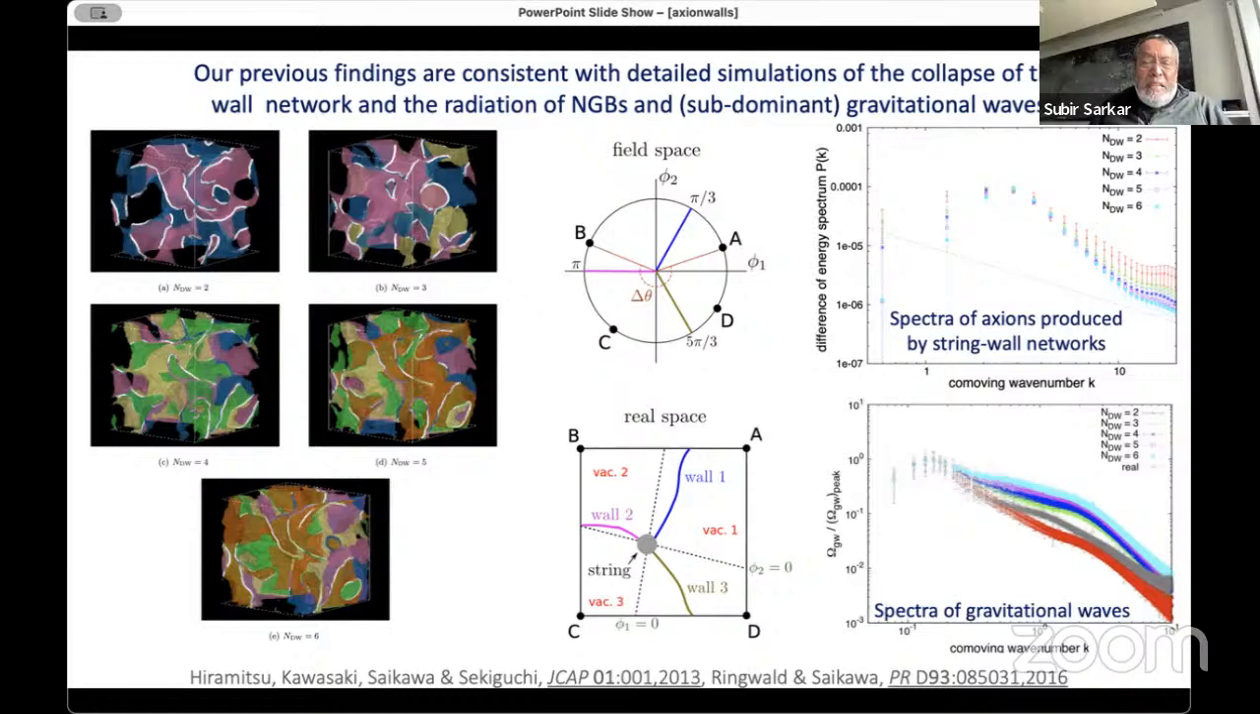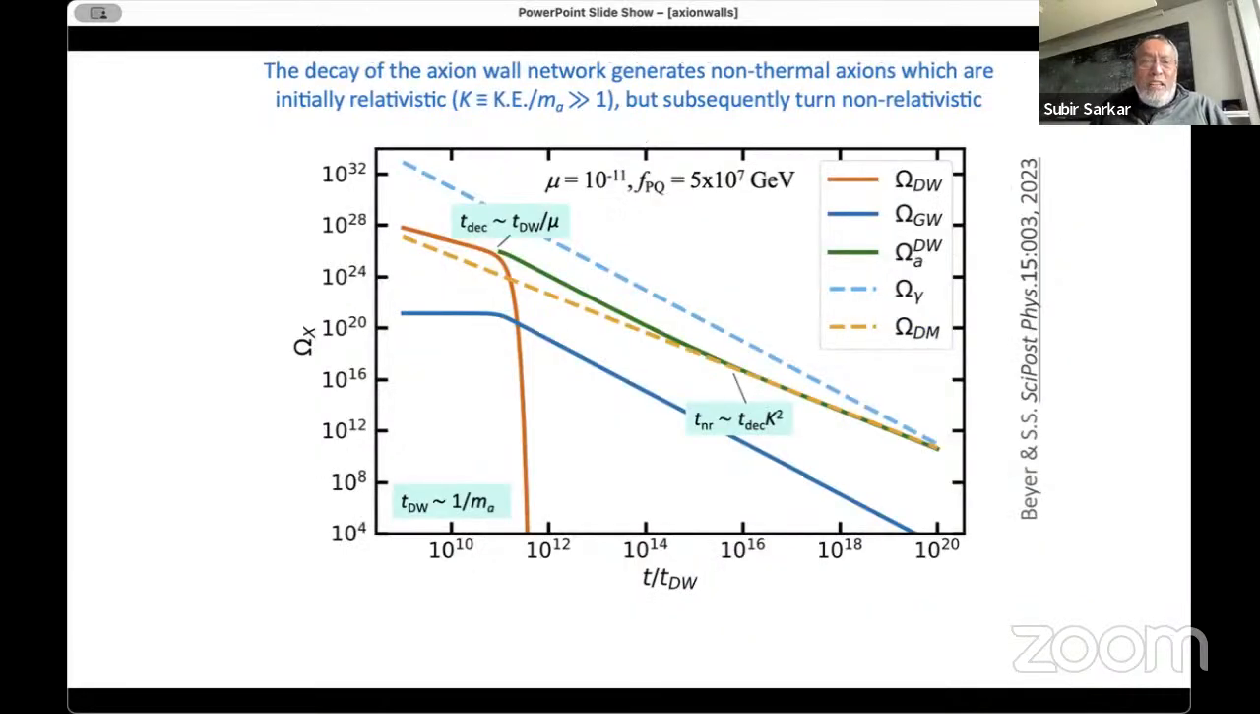So basically, we can now just look at the simple argument as to what happens to the energy density in the walls. What is plotted here is the energy density as a ratio to the critical energy density versus the time in units of the inverse mass of the axion, just so that you can get it all on one plot. And you have chosen some particular values for the tilt parameter and for the Peccei-Quinn scale.